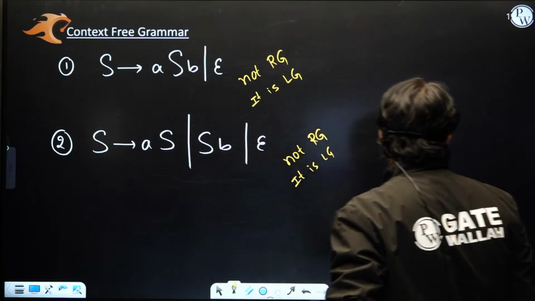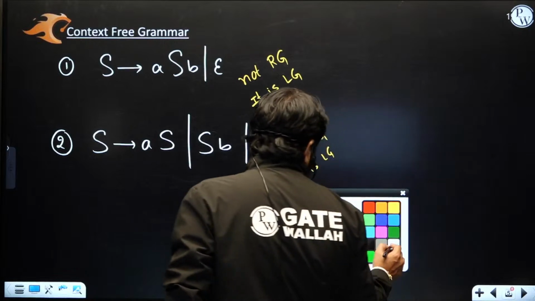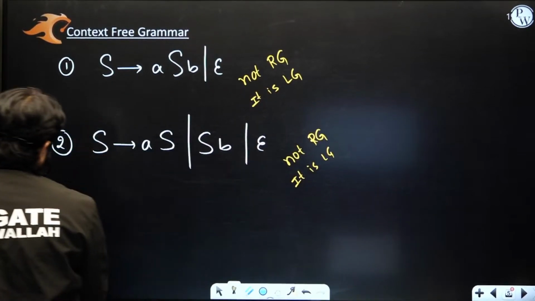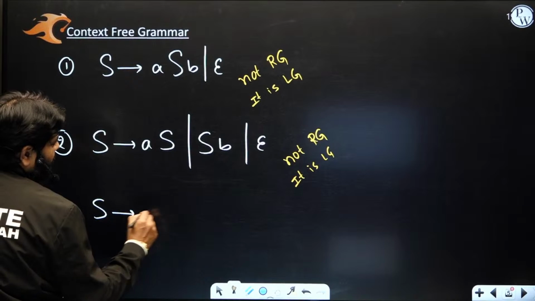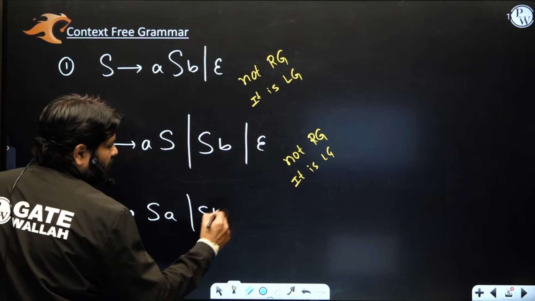Now we are going to start. Okay, if I have an example, let's say S derives S A or S B or epsilon.